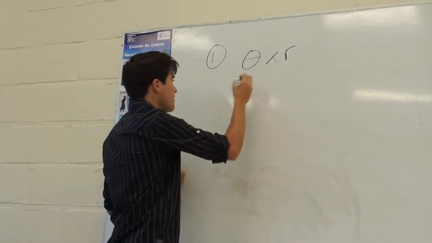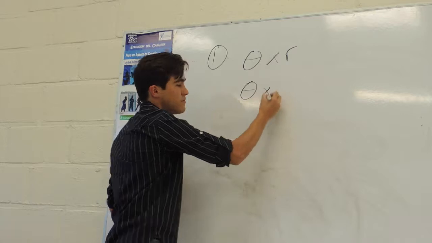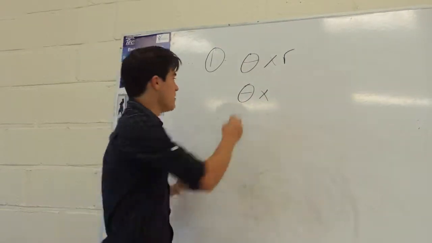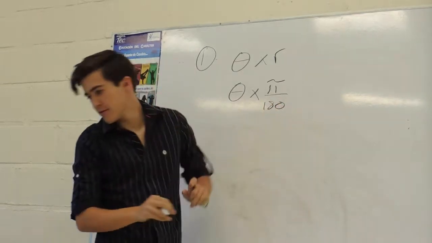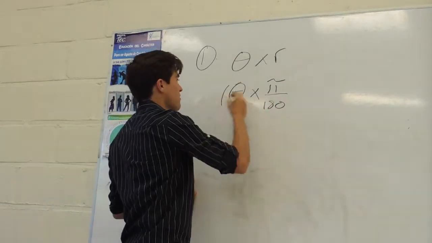is beta times pi over 180, that in the parentheses, times r.